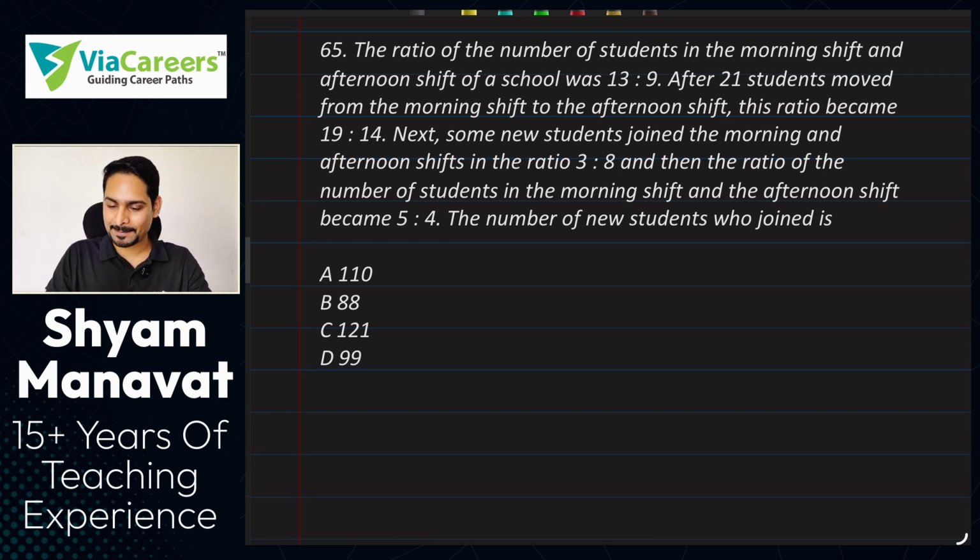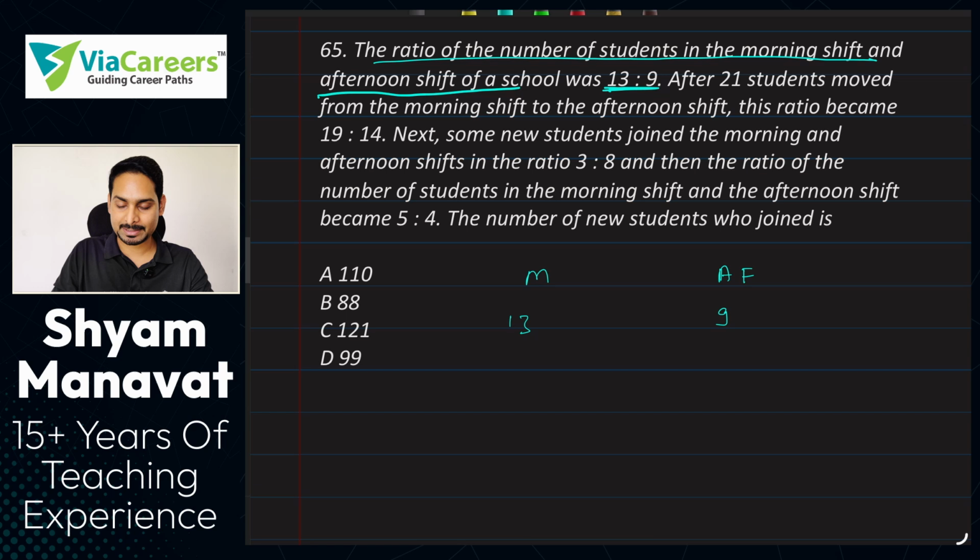So the question says, the ratio of the number of students in the morning shift and afternoon shift of a school is given as 13:9. All right. So let's say the morning shift and afternoon shift, the numbers of students are 13 and 9, let's say, with x. You know when the ratio is given and we assume a number, then we use a common multiple for both of them, and that way we can assume some number. So assume in the morning shift there are 13x students and in the afternoon there are 9x students.